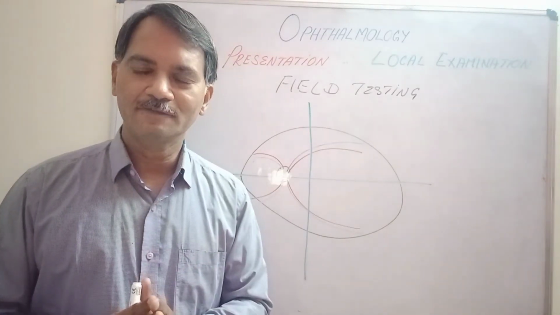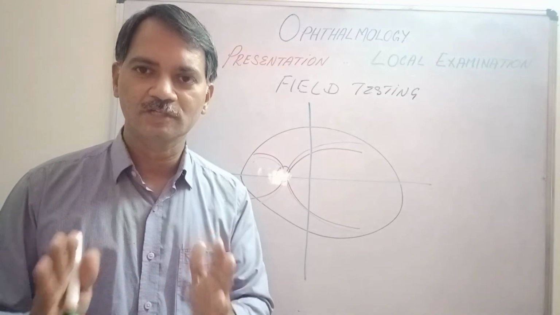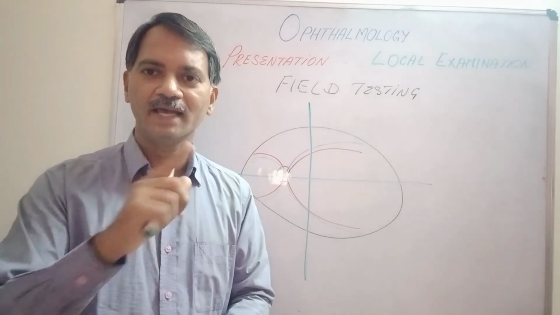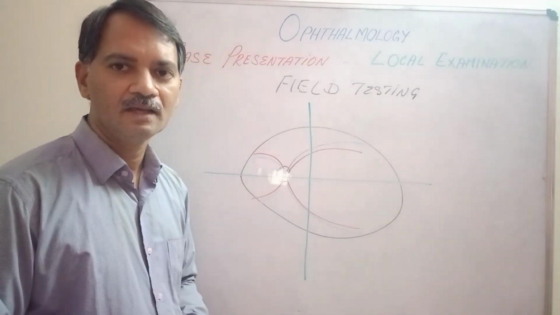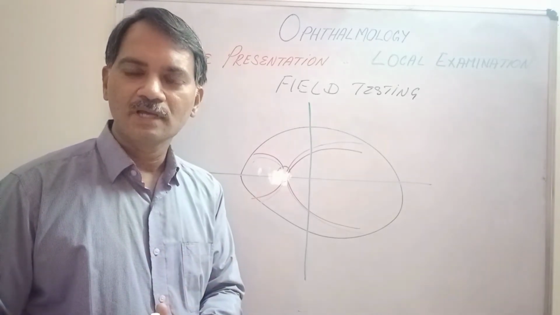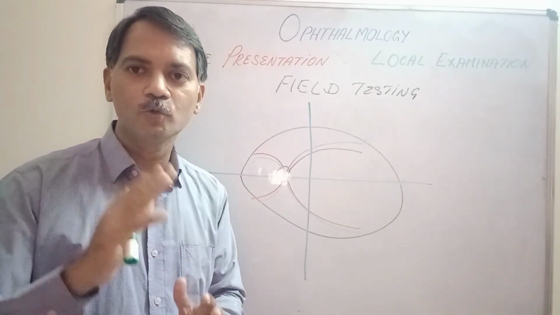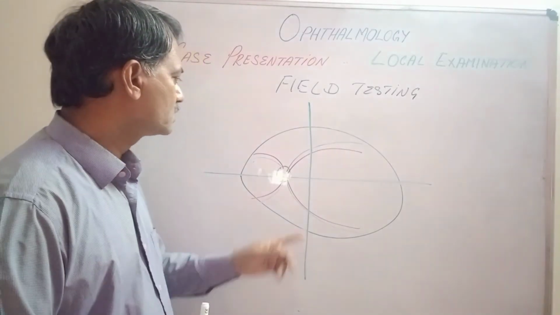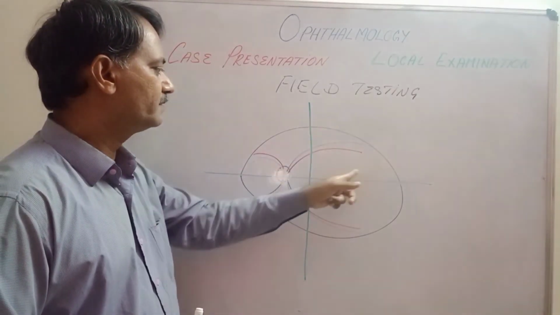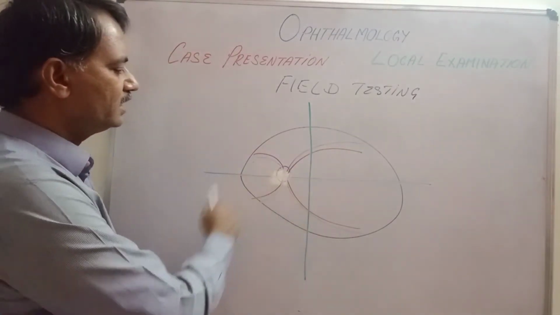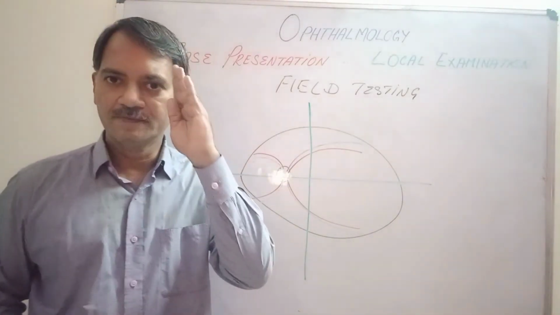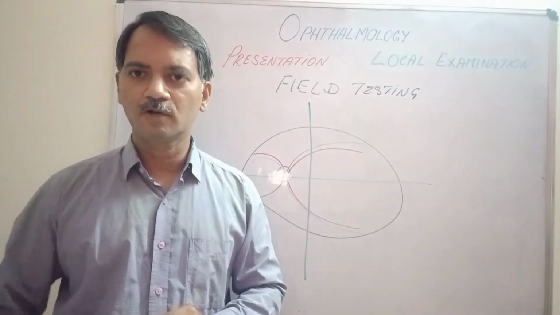Apart from the visual pathway lesions, we can diagnose with this projection of rays and confrontation quantitative test. We can also diagnose lesions in the retina. What are the lesions we can diagnose in the retina? We can diagnose branch retinal artery occlusions. Suppose the supratemporal artery is occluded, then this portion of the retina will not be functioning. So on the field, this portion will not be seen. So if this portion is affected, this portion will not be seen.